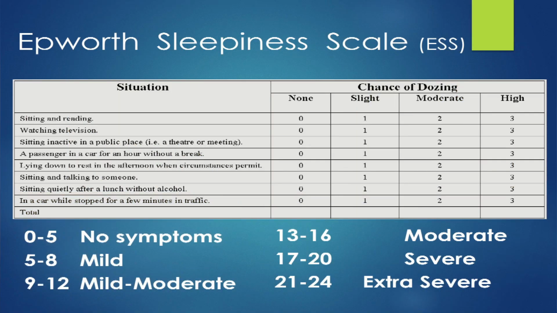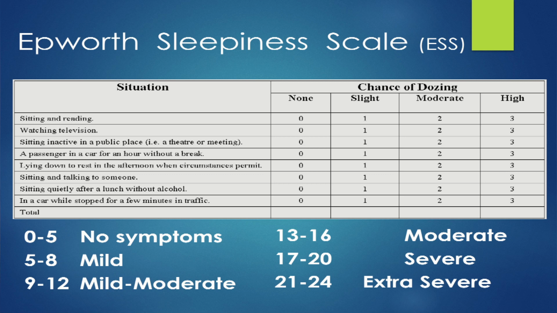The Epworth Sleepiness Scale. This questionnaire asks the likelihood of dozing off in a particular situation. It might be sitting and reading, watching television, a passenger in a car, or laying down to rest in the afternoon. You simply add up the numbers, and for example, if it's 13 to 16, that would indicate a moderate degree of daytime drowsiness. Now, it is just a drowsiness scale, but the more drowsy you are, the higher the risk of obstructive breathing.